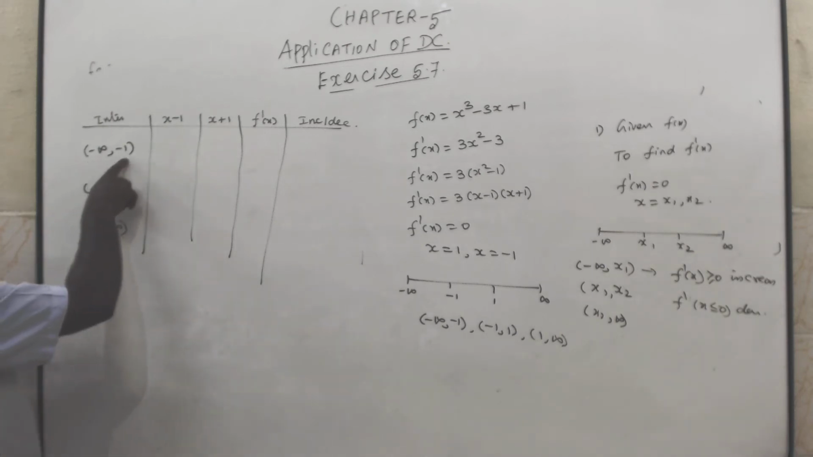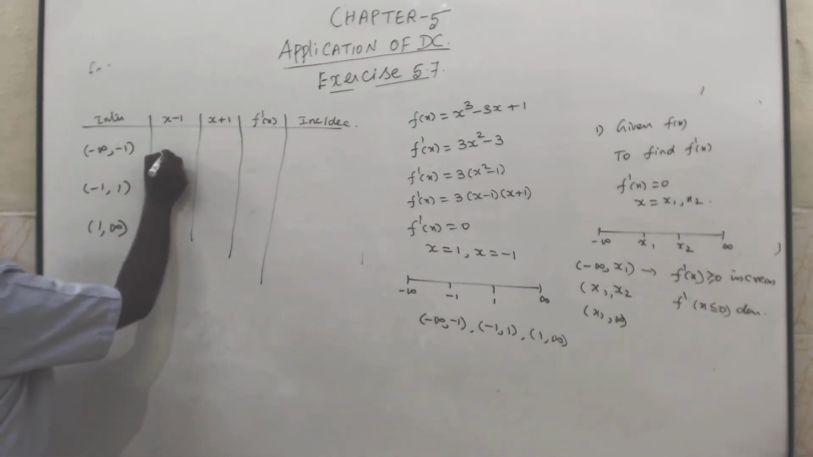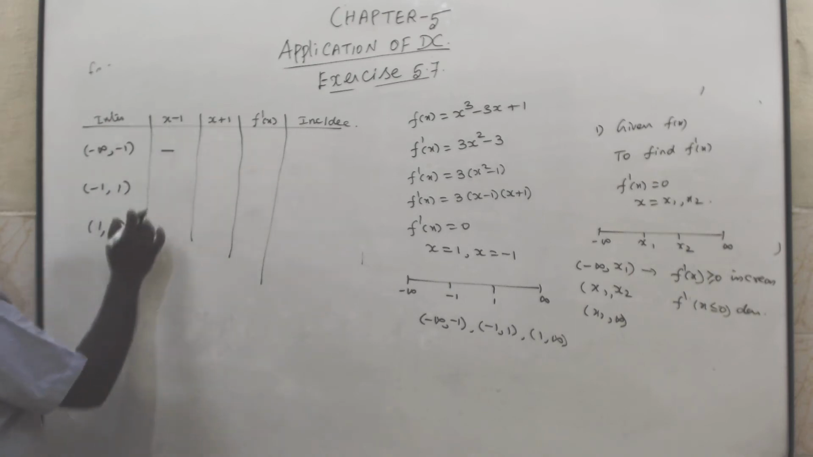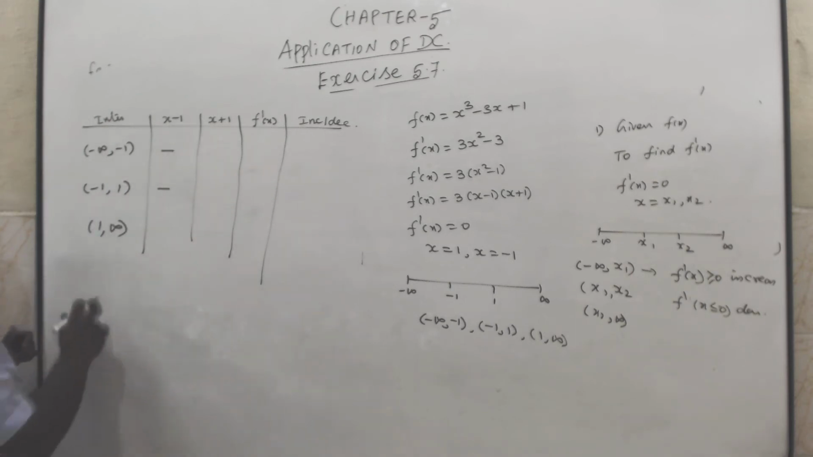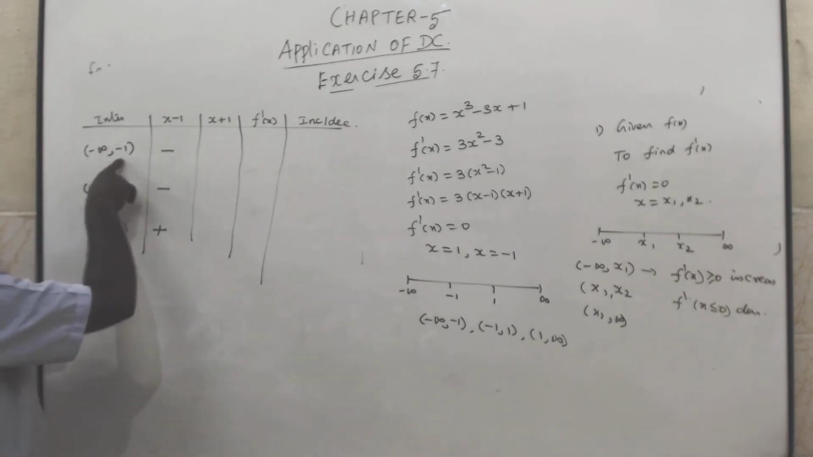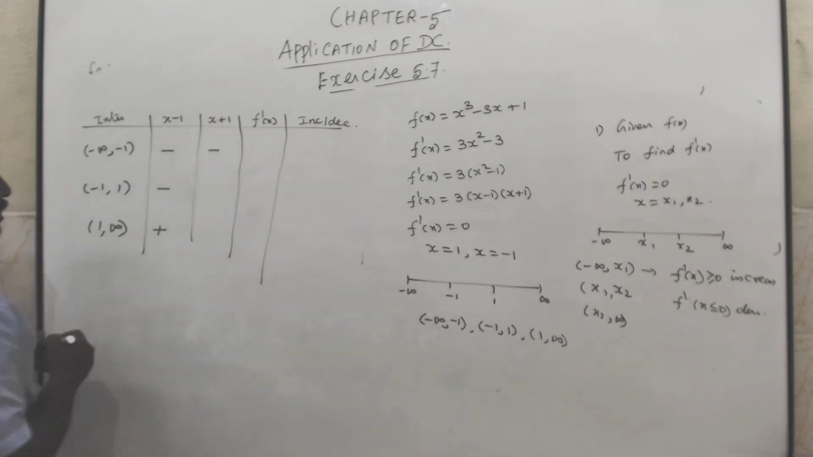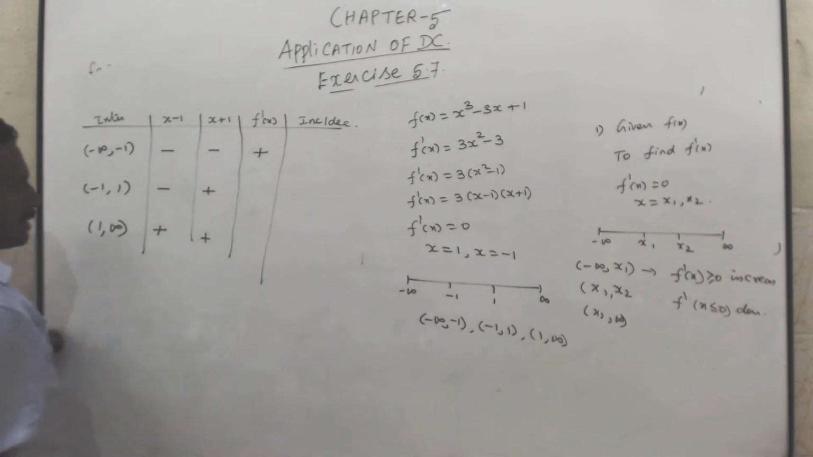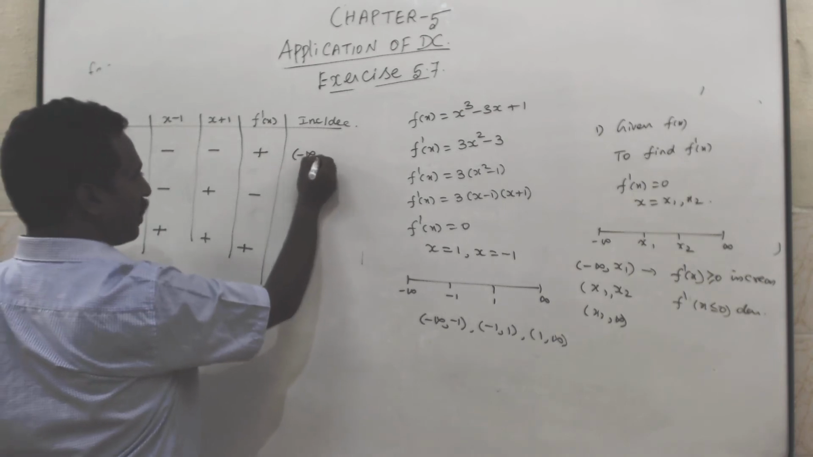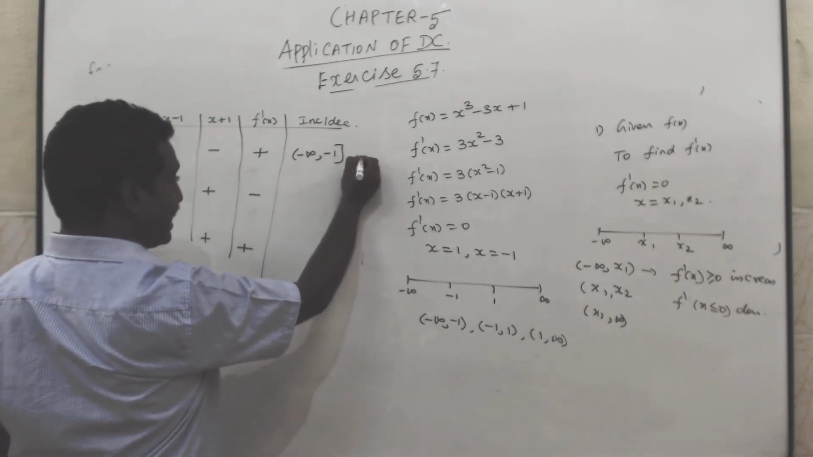In between minus 2: minus 2 minus 1 is minus 3, that is minus. In between 0, minus. In between 2, plus. For x plus 1: in between minus 2, minus 2 plus 1, minus. In between 0, plus. In between 2, plus. f dash of x means the product of these two factors. Minus into minus, plus. Minus into plus, minus. Plus into plus, plus. That's why minus infinity comma minus 1 is increasing.